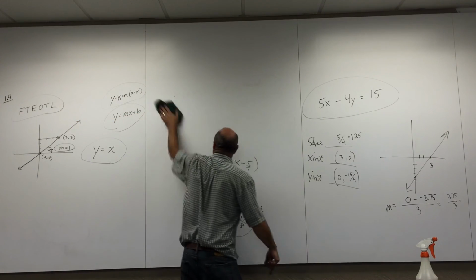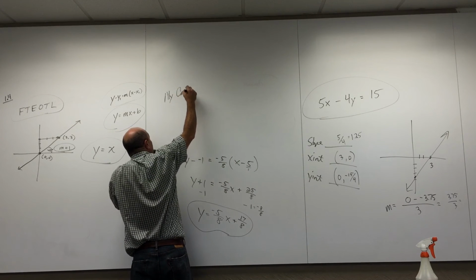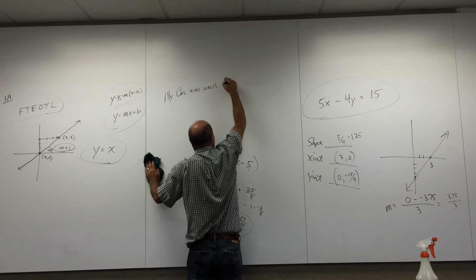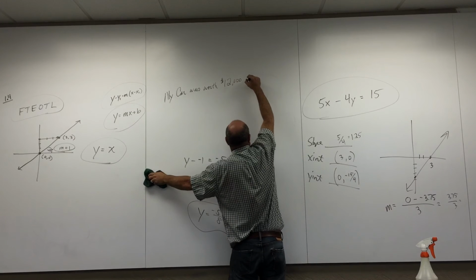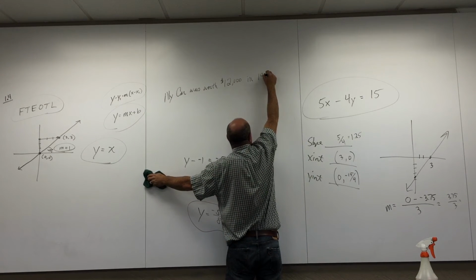What about this? Watch this. Here's a word problem. My car was worth $12,000 when I bought it in 2010.